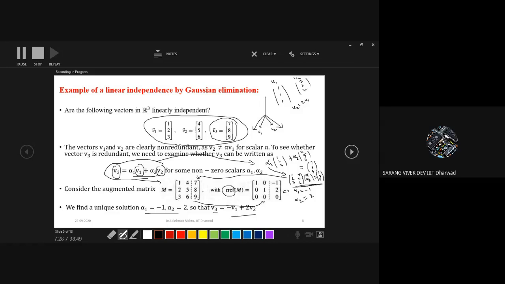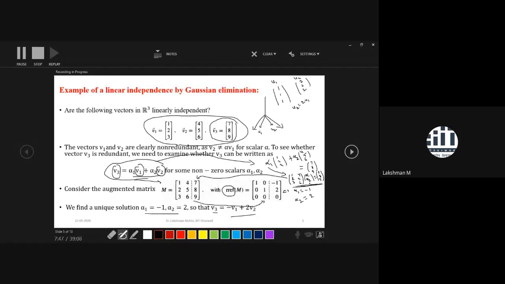Yes, sir. I thought, sir, that in place of alpha 1 and alpha 2 there would be i, j, k. That's why I got confused. No, no, it is not like that with i, j, k. Just observe things. What is variable here? Alpha 1 and alpha 2 are variables. We don't know those values, so we need to find them.